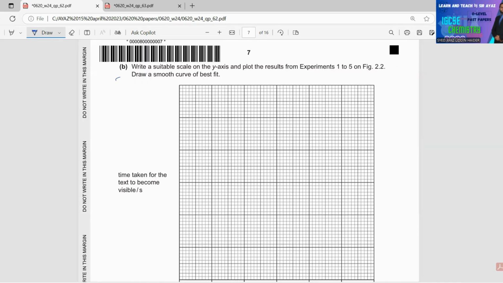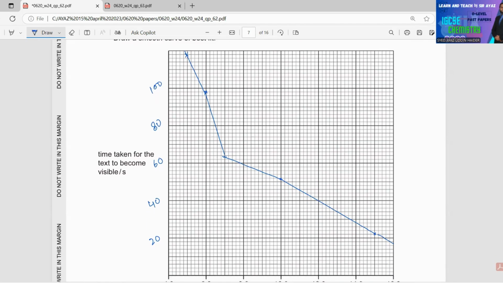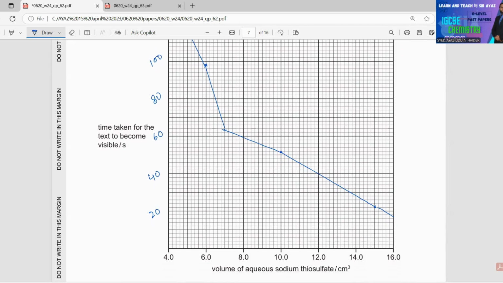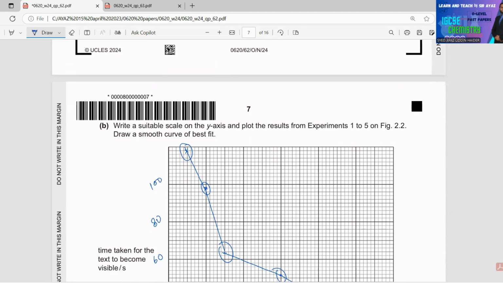B. Write a suitable scale on the y-axis and plot the results from experiment 1 to 5 on figure 2.2. Draw a smooth curve of best fit. Here's a graph. For your convenience, I've drawn the graph for you. This will be the plotted graph. This one is for 15 centimeter cube and this one for 10 centimeter cube. Then we have 7 centimeter cube and 6 centimeter cube. And the last one is for 5 centimeter cube at different time intervals.